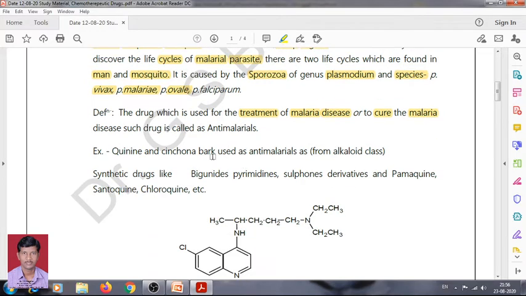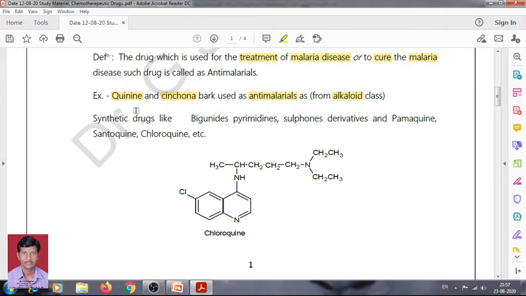Now for example, in the past, quinine and cinchona bark were used as anti-malarials, that is, drugs which are isolated or derived from the class of alkaloids. These are the natural drugs, quinine and cinchona bark, which can be isolated or derived from the alkaloid class of plants.